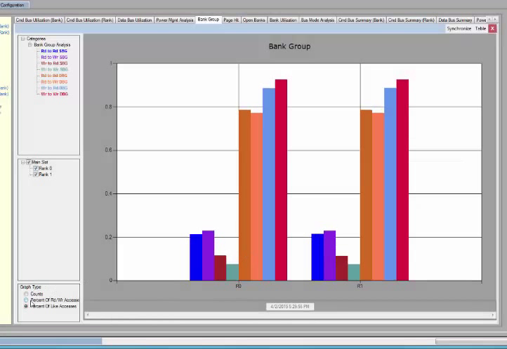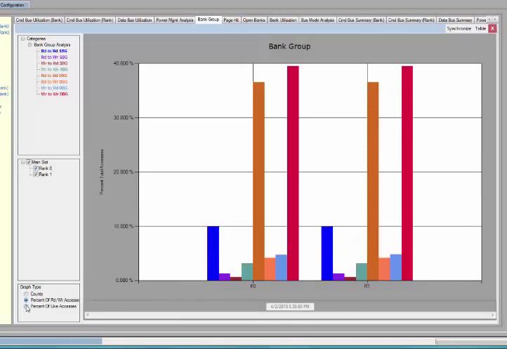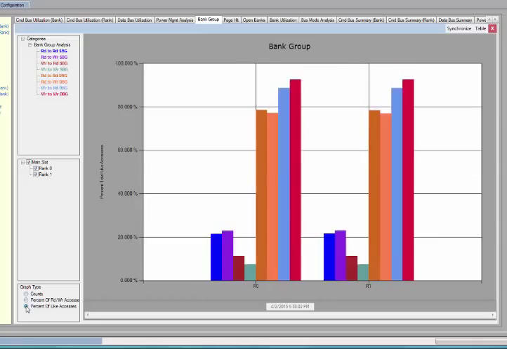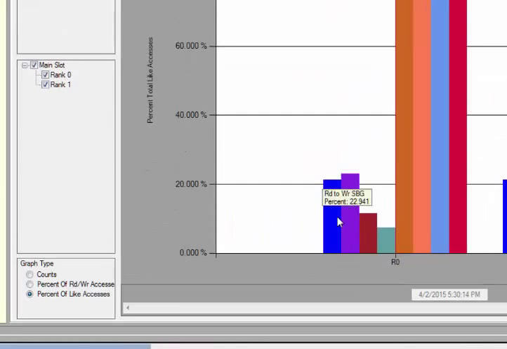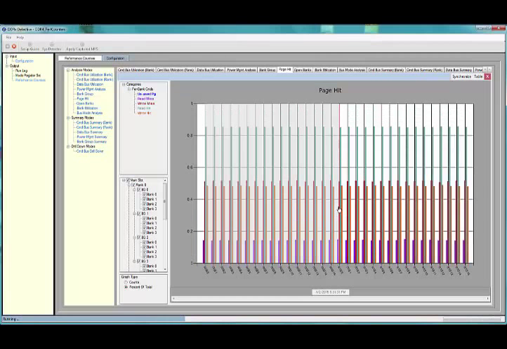The next mode is Bank Group Analysis. The performance path is for back-to-back transactions to go to different bank groups. If back-to-back transactions go to the same bank group, it is a performance penalty. This mode tracks the metric for each possible read-write combination and produces results in counts, percentages of read-write accesses, or percentages of like accesses. Next is Page Hit.